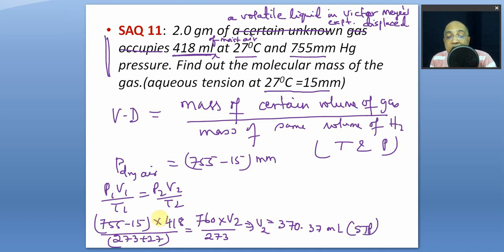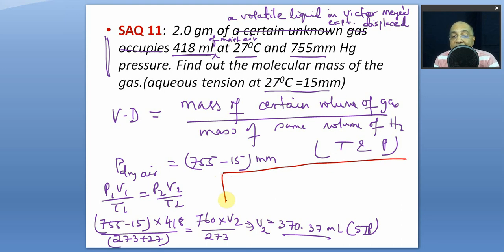The volume was 418 in the given conditions, at a higher temperature and at a lower pressure, 755 minus 15 being lower than standard pressure. So at standard conditions, we converted the volume, and it is this 370.37 milliliter. Then it's very simple.